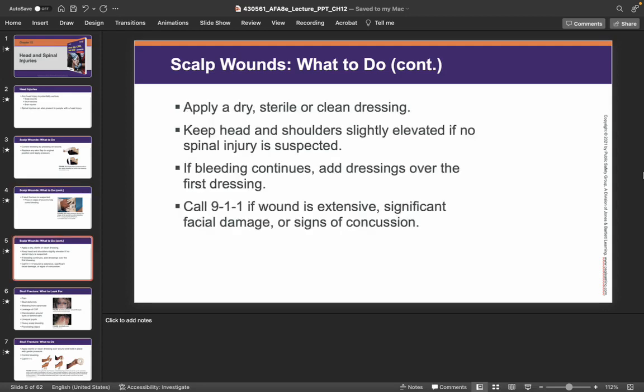For other scalp wounds, just the same as we do with a normal wound, try and use a dry, sterile dressing. If you can use elevation with the head and the shoulders to let gravity be your friend, that's always helpful. If the bleeding continues, again, continue to add dressings over the top. Don't remove the original dressing. If the wound is extensive, if there's significant facial damage or other signs of concussion with those different injuries on top of each other, call 911. Nobody needs to have significant scarring over their face. So if we can get that taken care of, the risk of bad scarring decreases.